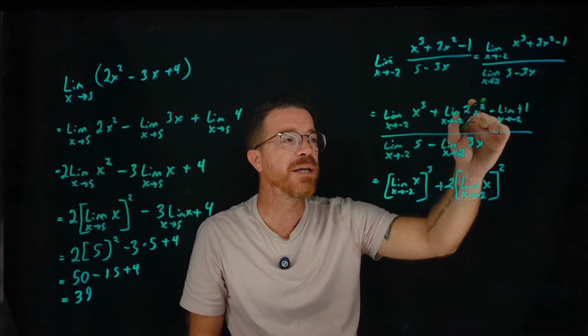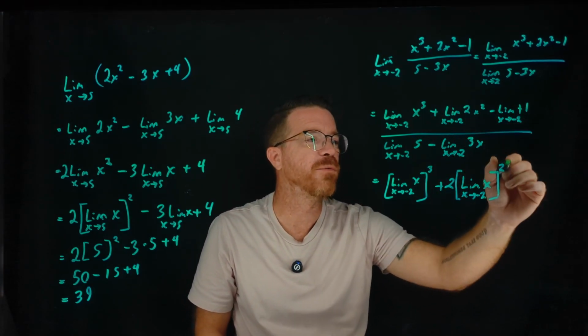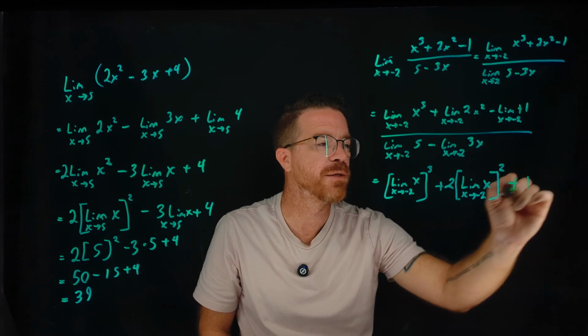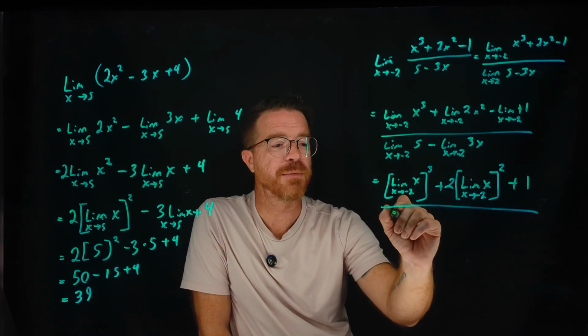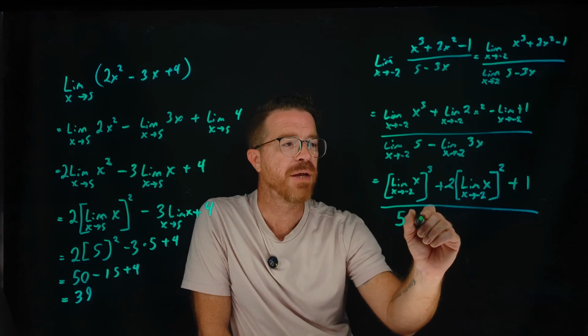And as for this next one, it's minus the limit of a constant, which means it's just going to be that constant. So plus 1. Divided by, now this one, again, we have the limit of a constant. So this is just going to be equal to that constant. So this could be 5.